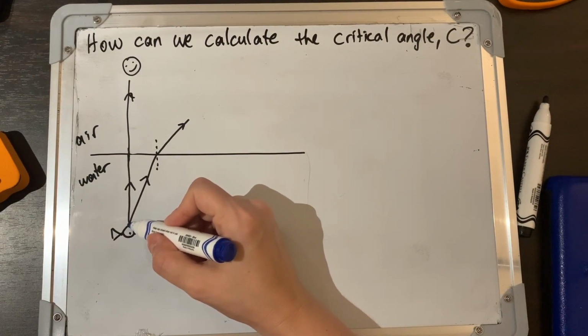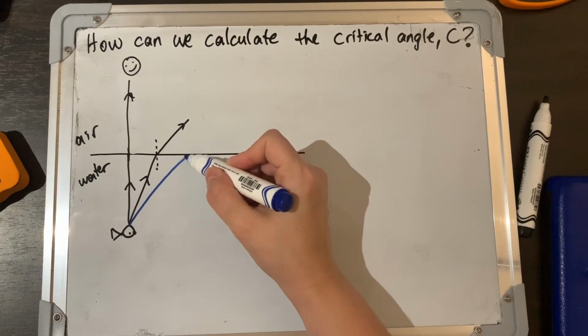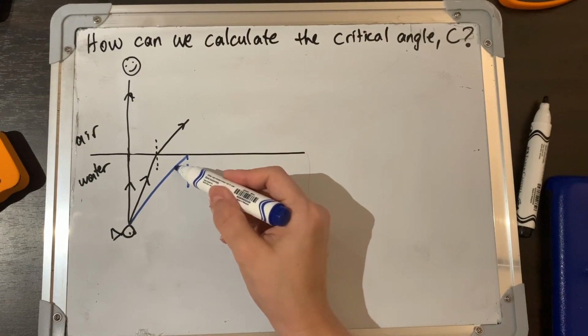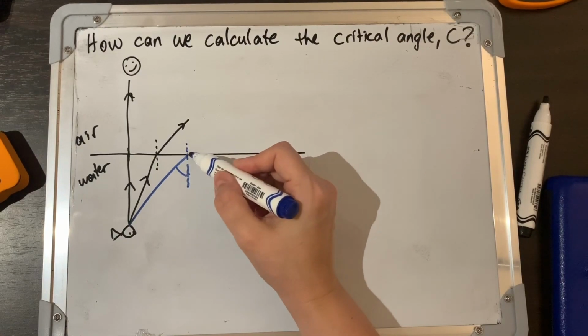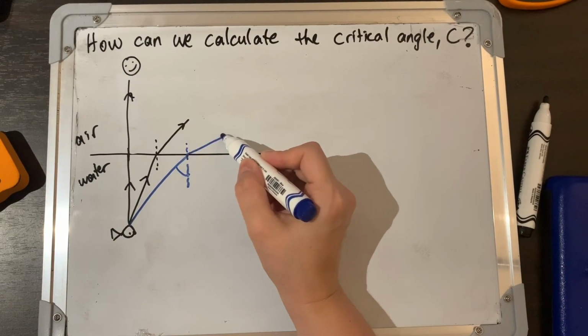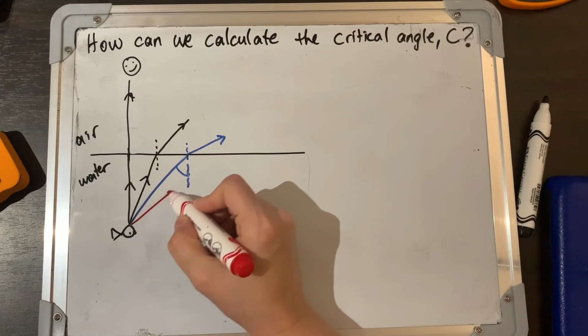Let's take another ray, which makes a bigger angle of incidence. This time, this angle of incidence is bigger than the one before, so the angle of refraction will also get bigger. Let's try even one more.